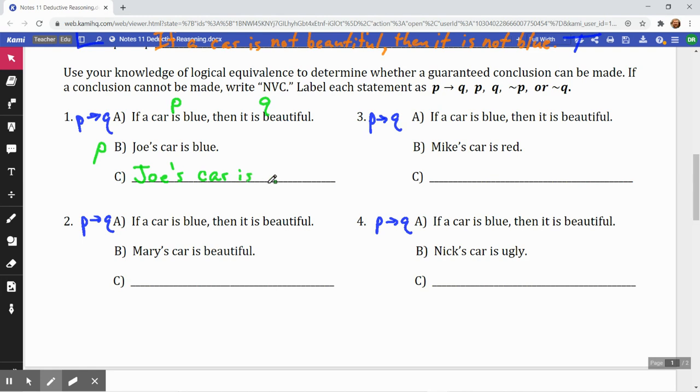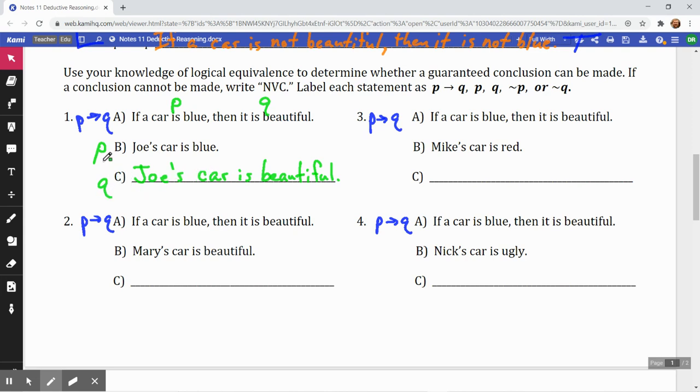But that's all we know. We don't know the brand of the car or anything like that. We just know that because Joe has a blue car, we are supposed to consider that particular car to be beautiful as well, based on our condition. And so when we say Joe's car is beautiful, that is the theme of Q.